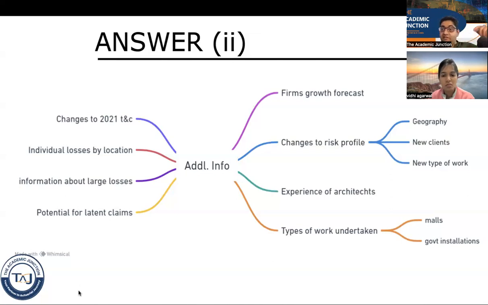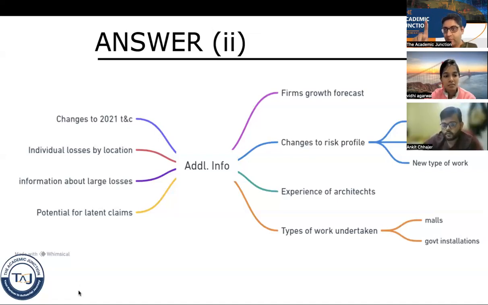One more point which you guys mentioned in the previous question, but none of you mentioned here, was changes to terms and conditions. Changes to terms and conditions is another generic point that you can mention and plug anywhere. But you didn't generate that point here, though you generated it in the previous question. That's where consistency needs to be there.